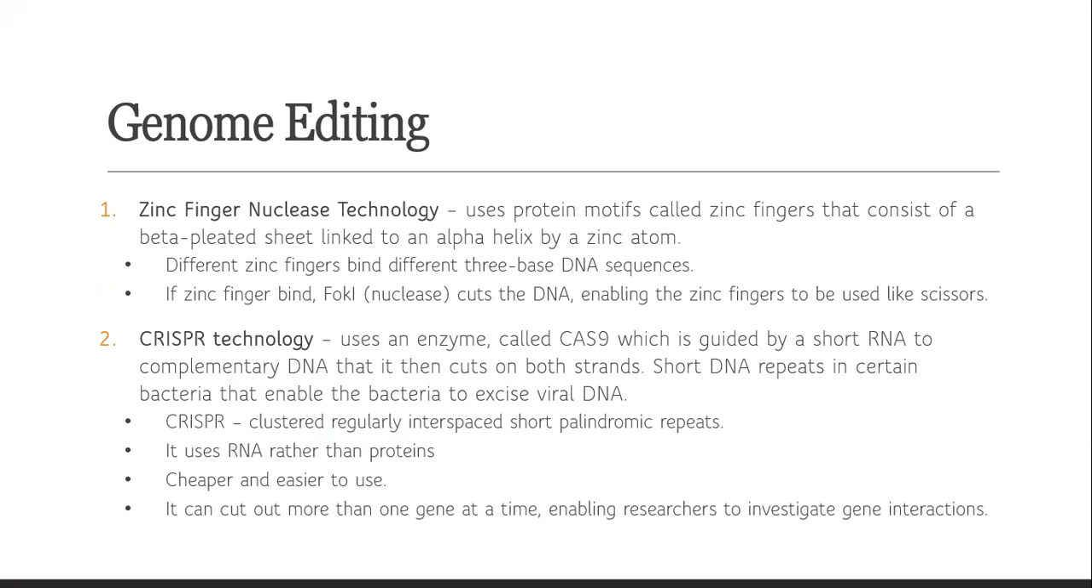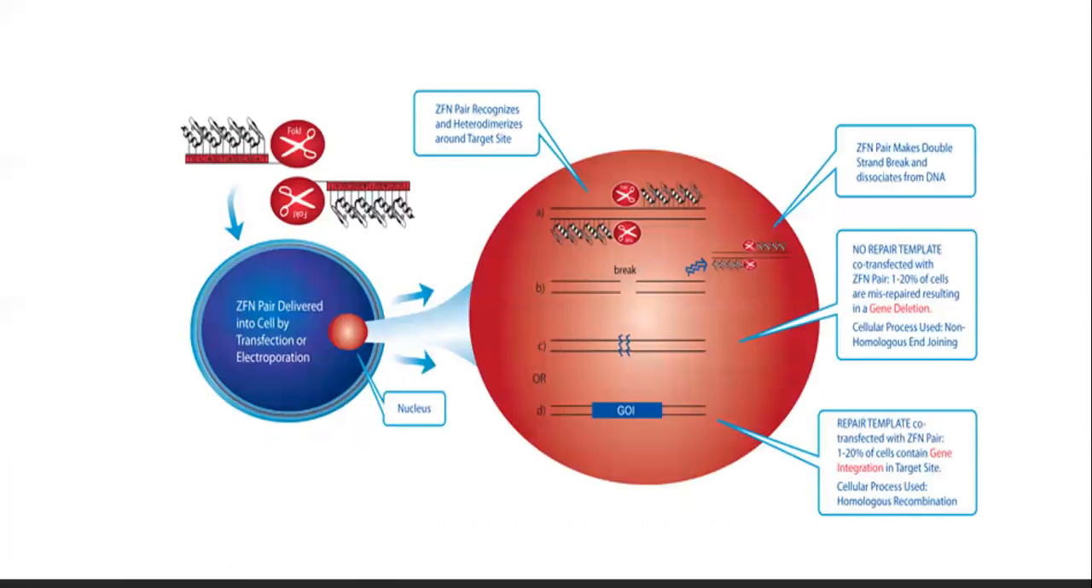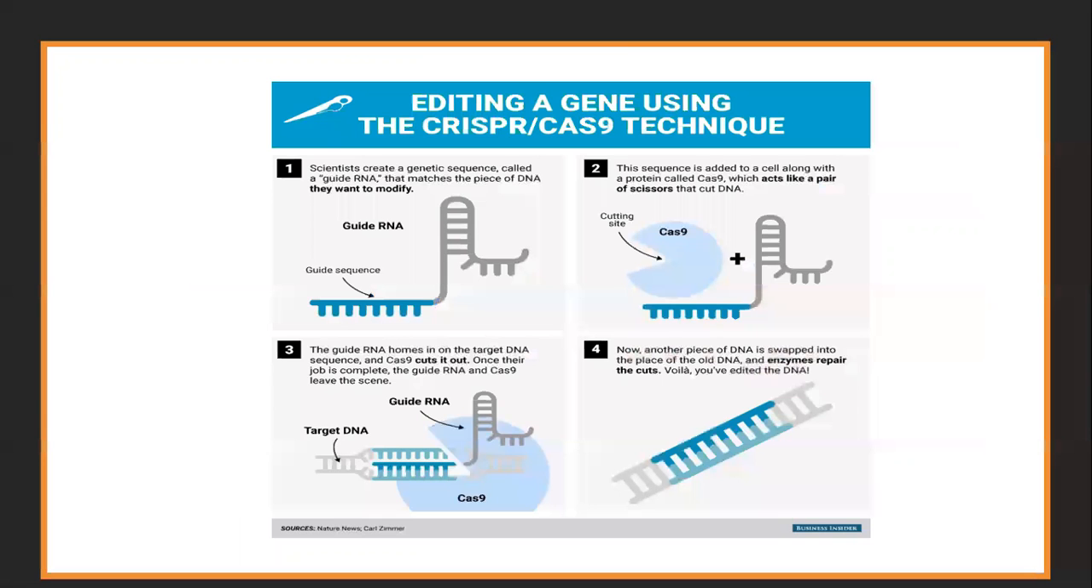These are short DNA repeats in certain bacteria that enable the bacteria to excise viral DNA. So CRISPR is short for clustered regularly interspaced short palindromic repeats. It uses RNA rather than proteins, and it is cheaper and easier to use, and it can cut out more than one gene at a time, enabling researchers to investigate gene interactions. So this is zinc finger nuclease, and this is the CRISPR-Cas9 technique.